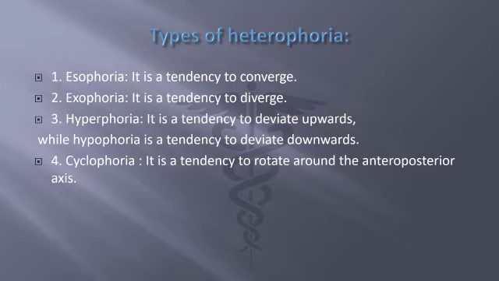Now, there is another important type of phoria, which is cyclophoria, which is a tendency to rotate around the anterior-posterior axis. So this further has two different types. If the eyeball rotates nasally, we label it as incyclophoria, and if there is a lateral or temporal rotation of the eyeball, we label it as excyclophoria.